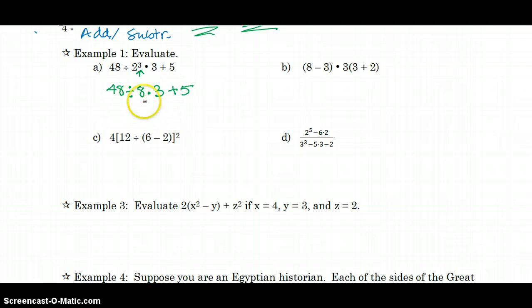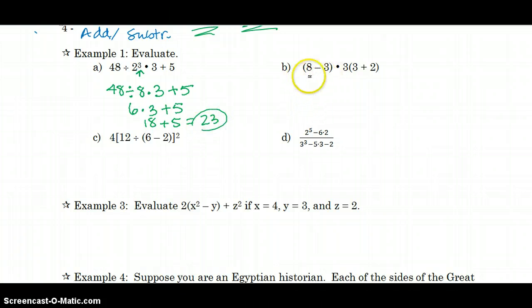So here I have division, multiplication, and addition. So I am going to read my problem from left to right. Division comes before multiplication from left to right, and these are what we call equivalent in order. So 48 divided by 8 gives us 6 times 3 plus 5. So now between multiplication and addition, multiplication comes first, and 6 times 3 is 18, and 18 plus 5 is going to give us 23.